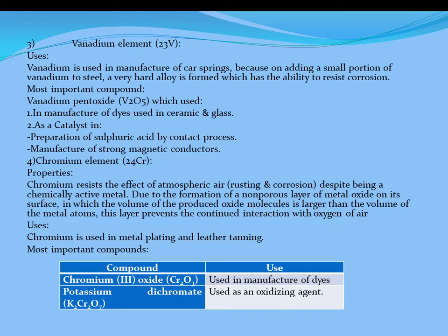And it's used in plating and leather tanning. The most important compound of chromium is chromium trioxide, used in manufacturing of dyes, and potassium dichromate, which is used as an oxidizing agent.